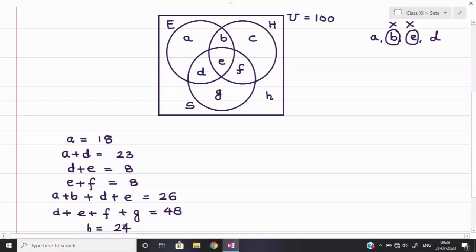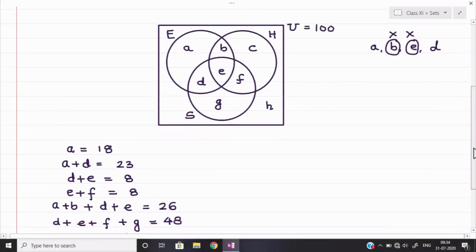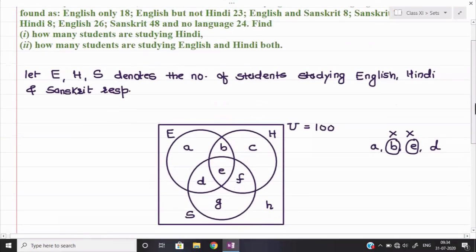No language means other than English, Hindi and Sanskrit, they may be learning another language, but as per the question, out of the 3 options given, they are not studying any of the languages. So once we check the data, English and Sanskrit are given 26 and 48.